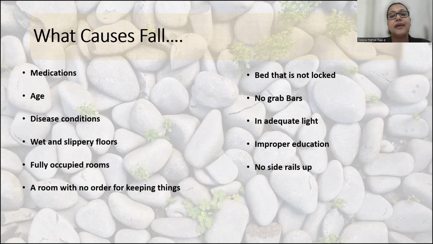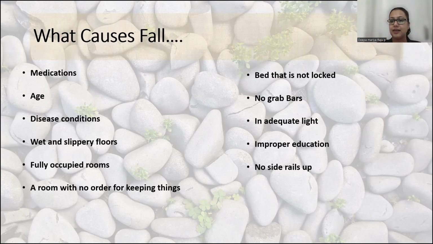Then fully occupied rooms. This is another concern. Whenever so much furniture is crowded in the room and it is not in its own position, the patient can get tucked in between and have a fall. Similarly, a room with no order for keeping things, and a bed that is not locked.